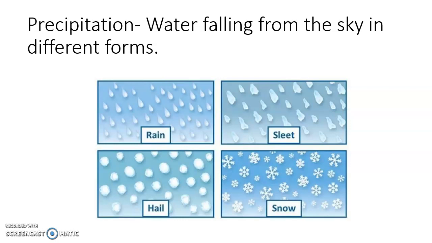Snow is ice that falls from the sky. A snowflake forms when water vapor turns directly from a gas into a solid form, ice. And no two snowflakes are alike. They're each different in their own unique way.